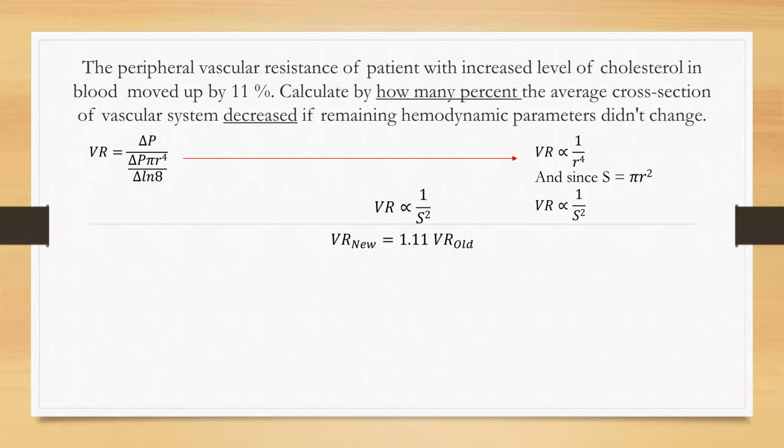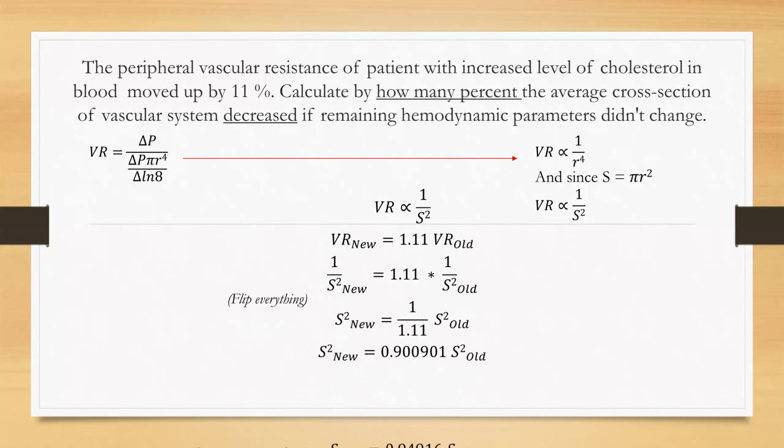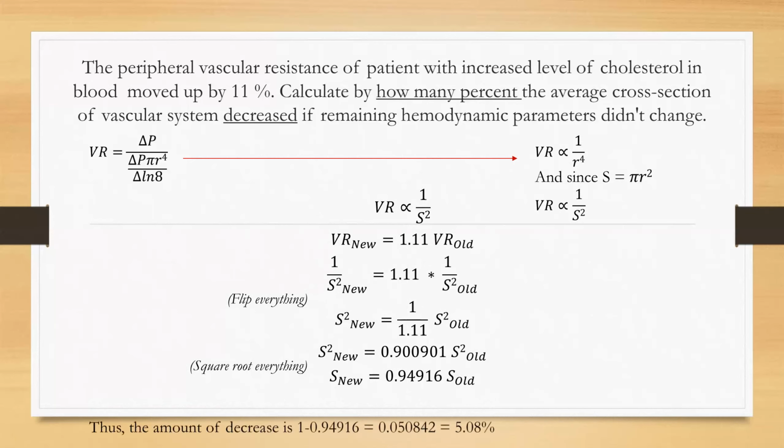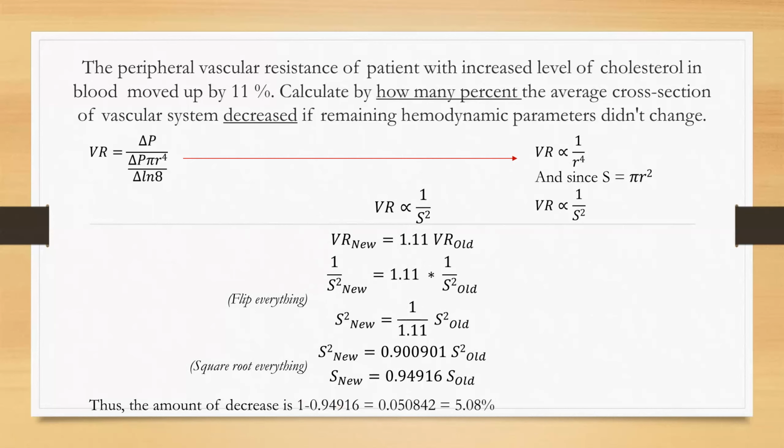And we can simply do it by the proportional method, and we get the new area. Now, this is also very important because here we get the new area in terms of the old area. So we have to replace it in terms of percentage, which would be 1 minus 0.94, because we are comparing it to the old area in terms of percentage. So it decreased by 5.08%.